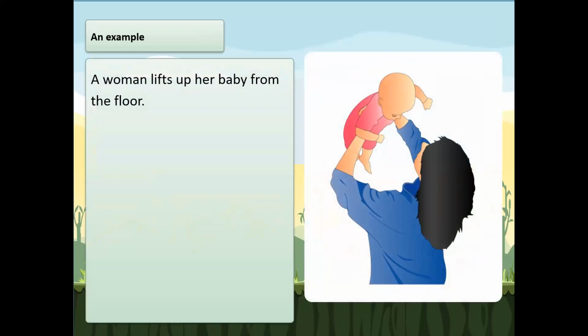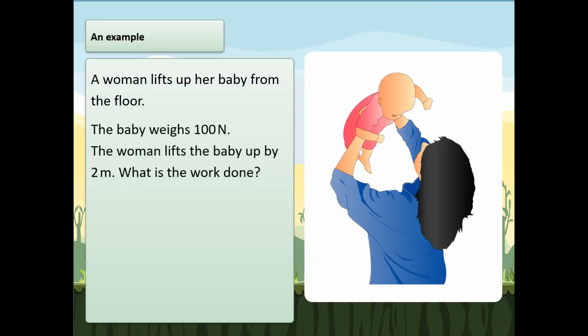A woman lifts up a baby from the floor. So when you lift something up, you are doing some work. Now, what type of special work are you doing? You are doing work that generates gravitational potential energy. Okay. So the baby weighs 100 newtons, and then the woman lifts the baby up 2 meters. What is work done? Very easy. The work done is the force times the distance. Okay. You know that. Very easy.